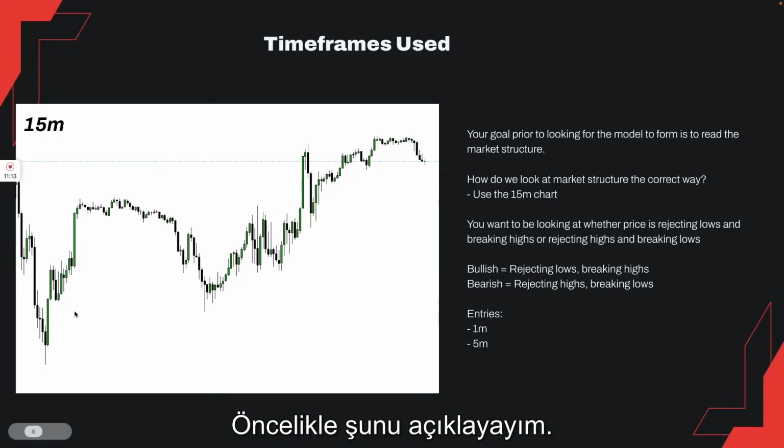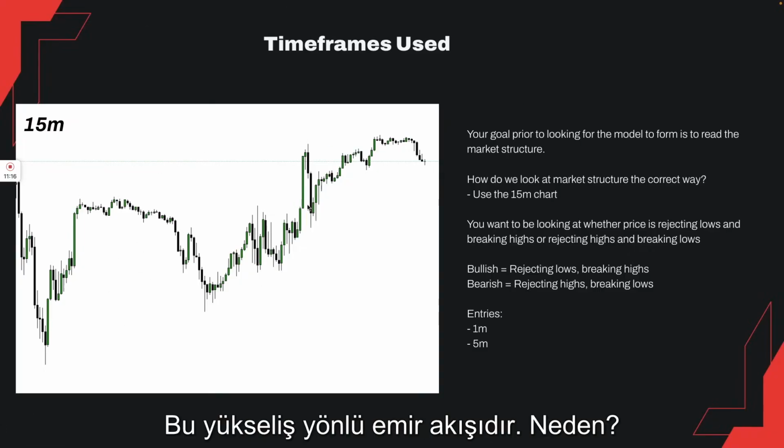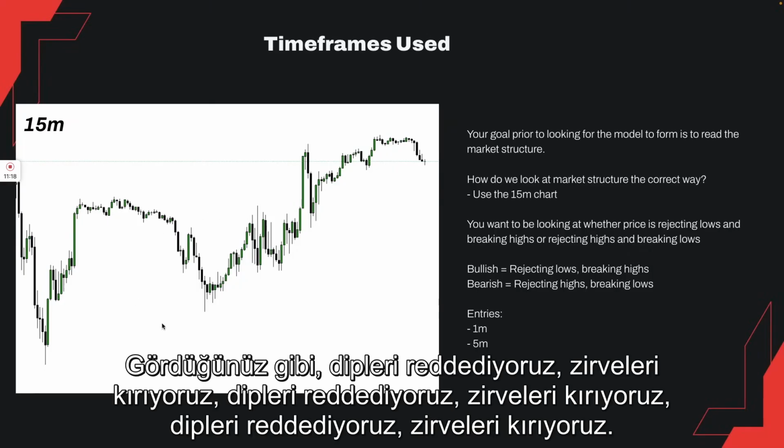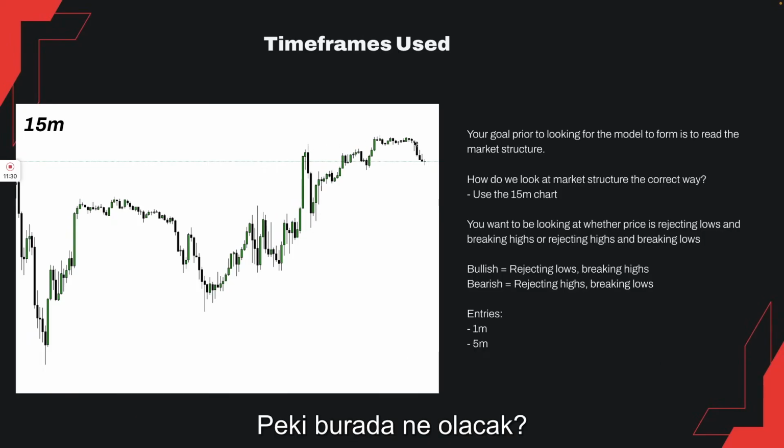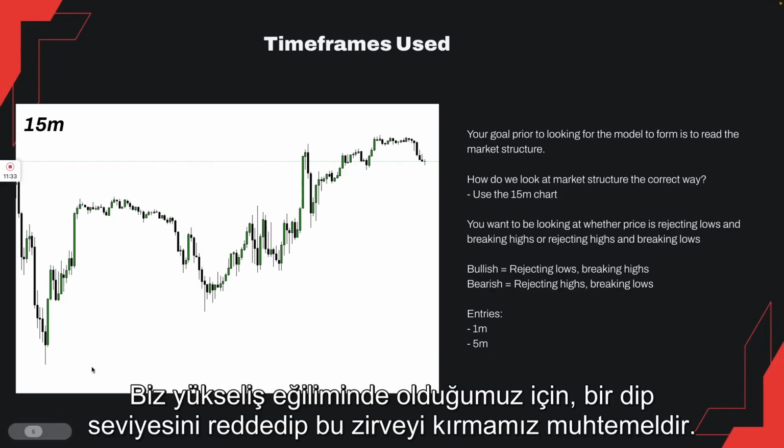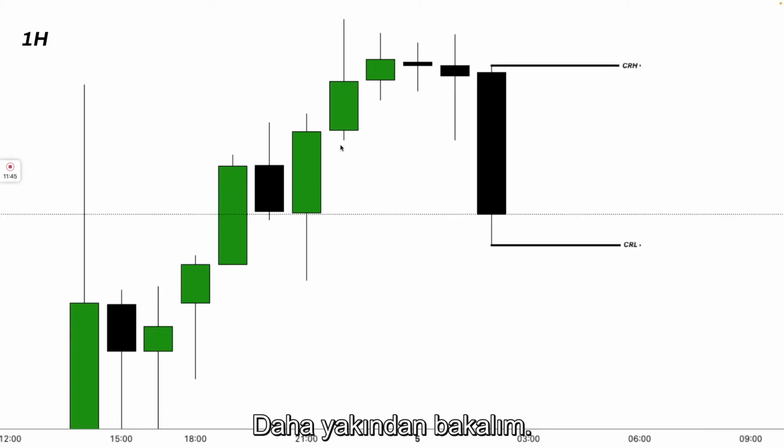So first off, let me explain here. This is bullish order flow. Why? As you can see, we are rejecting lows, breaking highs. Rejecting lows, breaking highs. What's going to happen here? Since we are bullish, we are likely to reject a low and break this high. Let's take a deeper look.